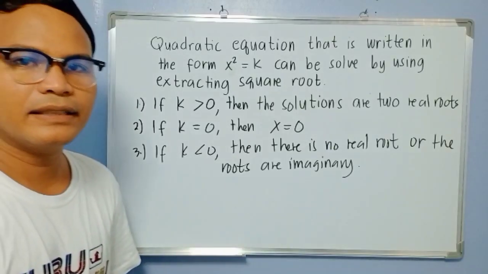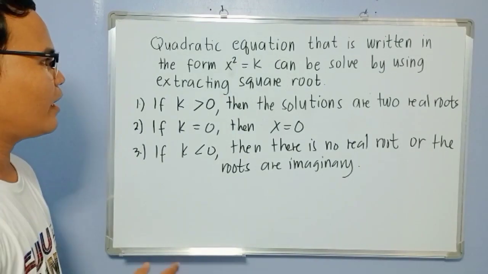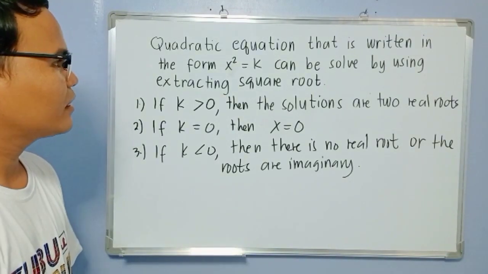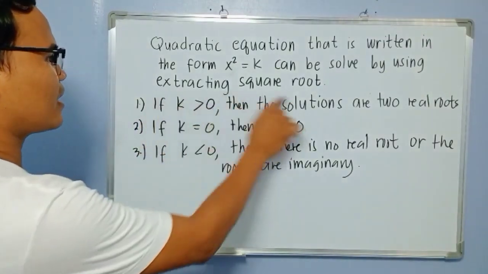This time, I'm going to discuss solving quadratic equations by extracting square root. A quadratic equation that is written in the form x squared equals k can be solved by using extracting square root.